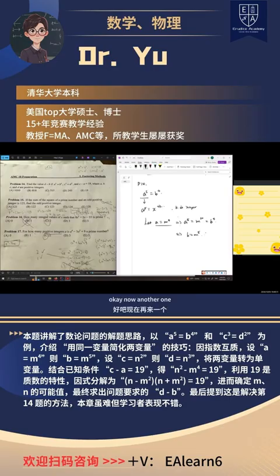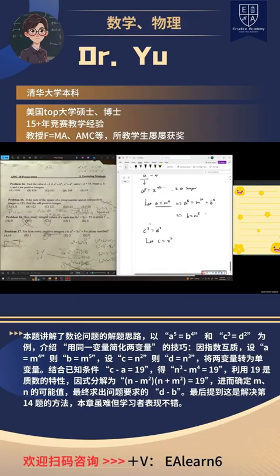Now another one. I'm going to do something similar to c and d. c to the power 3 equals d to the power 2. What I want to do is let c equal n to the power 2, because 3 doesn't contain 2, so c must work that way. Then c to the power 3 equals n to the power 6 equals d to the power 2, which means d equals n to the power 3.